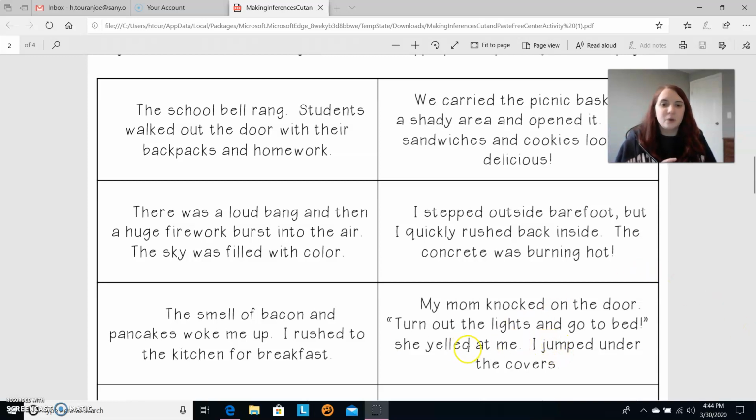My mom knocked on the door. "Turn out the lights and go to bed," she yelled at me. I jumped under the covers. Well, the text says I jumped under the covers, turned out the lights, go to bed. Usually parents want you to go to sleep at night, so this is nighttime.